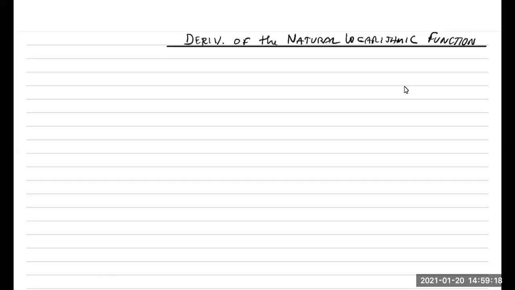Okay, now we've found in previous presentations how to find the derivative of the natural exponential function, and then we, of course, extended that with the chain rule. Now we want to find the derivative of its inverse, the derivative of the natural logarithmic function. Gang, before we do that, let me remind you.